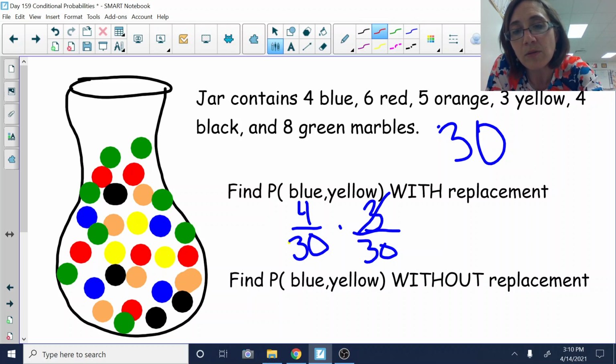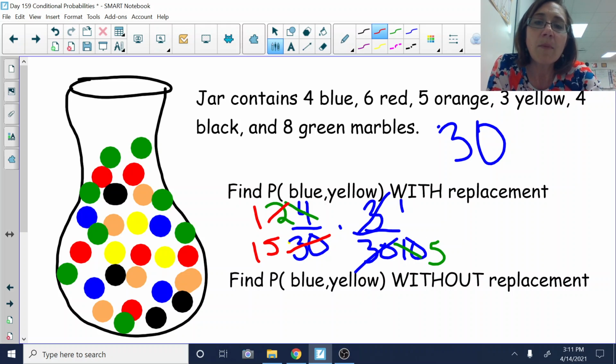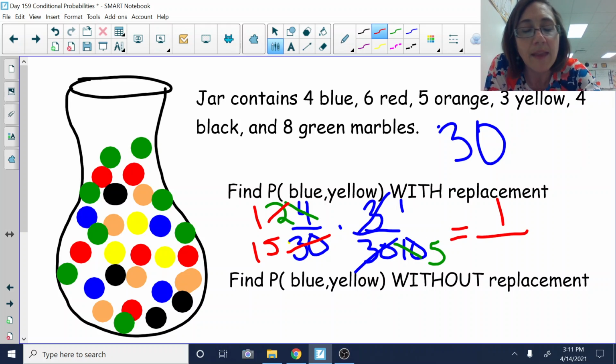Let's see, I could reduce these by 3 and make it a 1 and a 10. I could reduce the 4 and the 10 by 2s and make it a 2 and a 5. I could reduce the 2 and the 30 and make it a 1 and a 15. I think that's everything. So my numerators, I have a 1 times 1, which is 1. And then my denominators, I have a 15 times 5, which is 75.